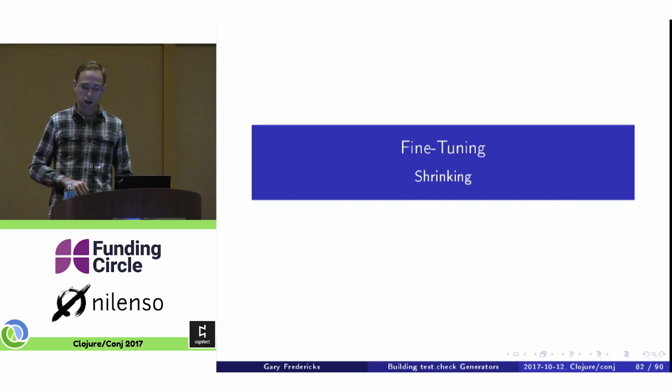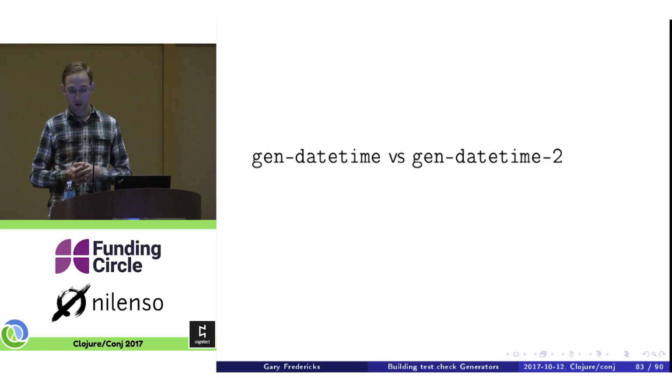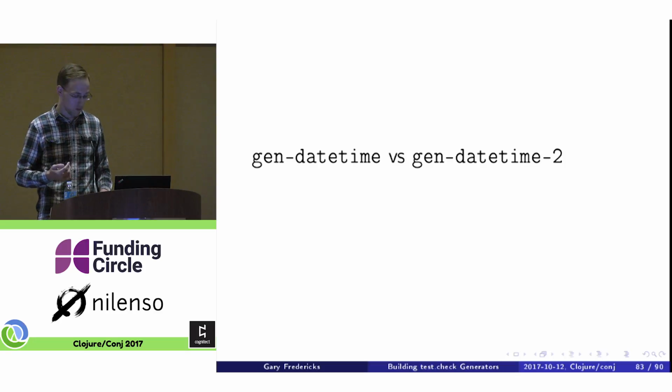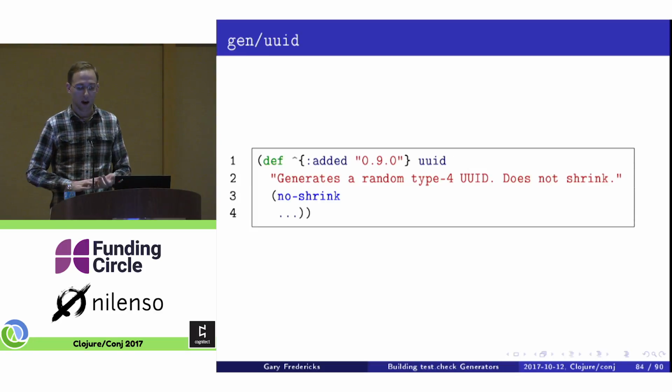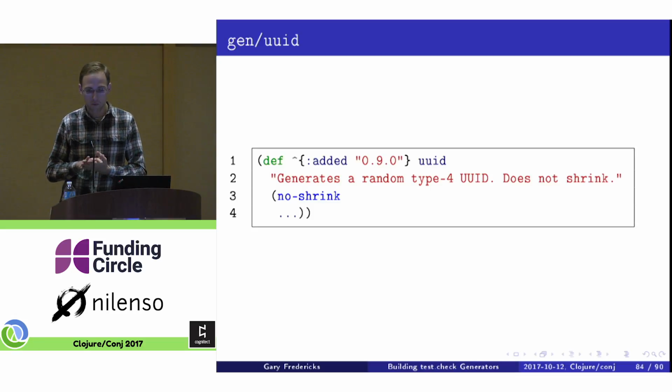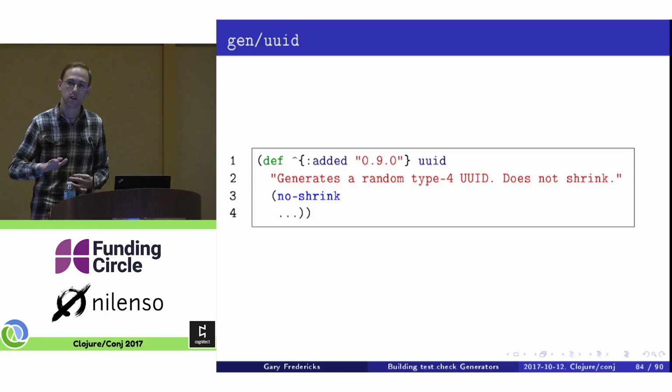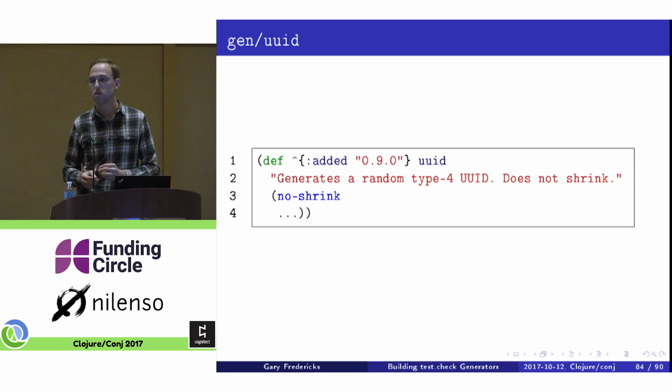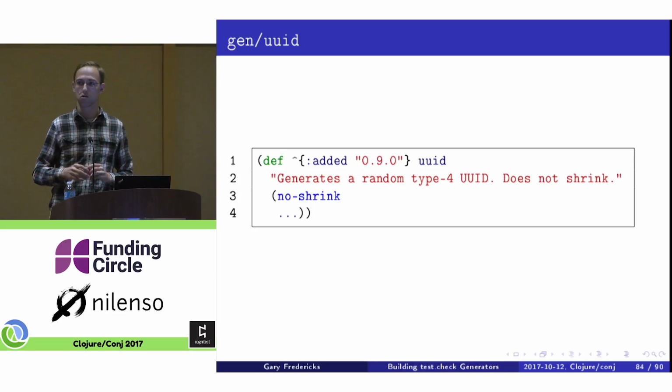So the last section is shrinking. I just talked about shrinking with respect to these datetimes and what happens when you model the domain a little more closely. A couple other random things. The UUID generator that's built in turns shrinking off completely. There's a no shrink function that you can pass a generator to get something that just doesn't shrink.